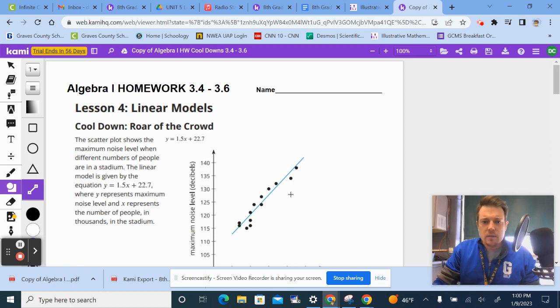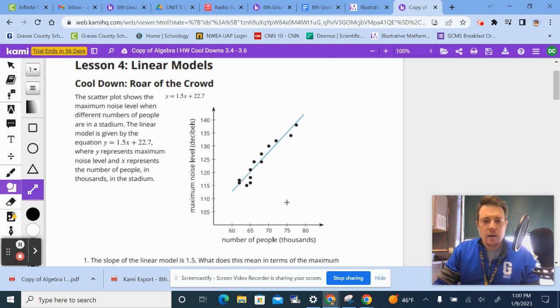We have this scatter plot of points where they have measured how many people are in a crowd and the maximum level of decibels that they made in that particular crowd. So this dot right here would be 78,000 people, and they got up to 138 decibels as their maximum noise level. We have several, and you see that as the number of people increases, the potential for loudness increases.